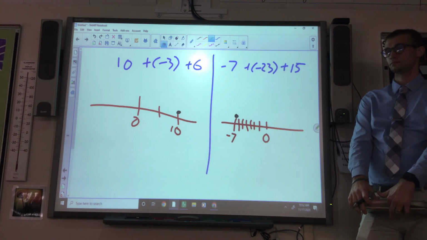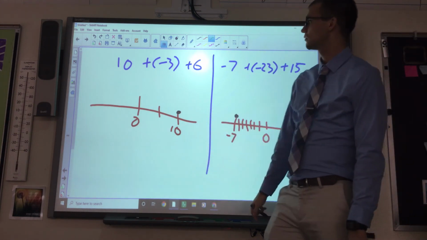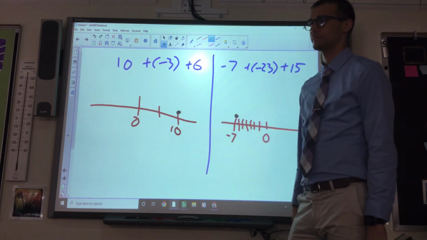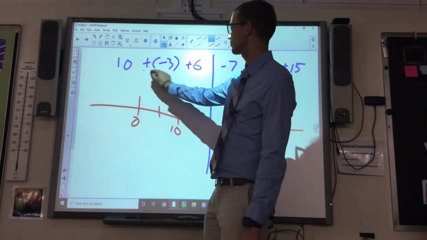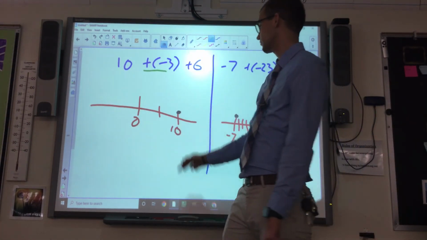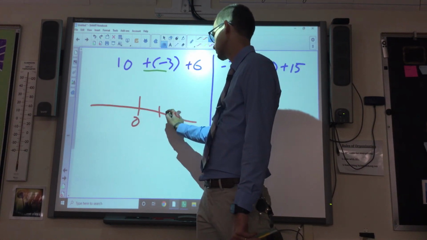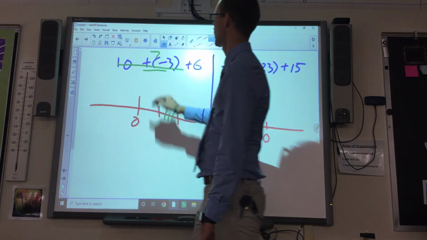Yeah? 13? So tell me what I'm doing. So 10 and then you subtract 3. Subtract 3 because plus a negative means you're going forward. Plus means forward, negative means backward, negative wins out. So yep, you're going back 3. 10 minus 3 is 7. So you could cross out this and write 7 if you wanted.